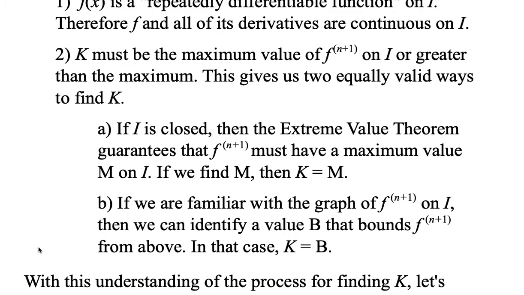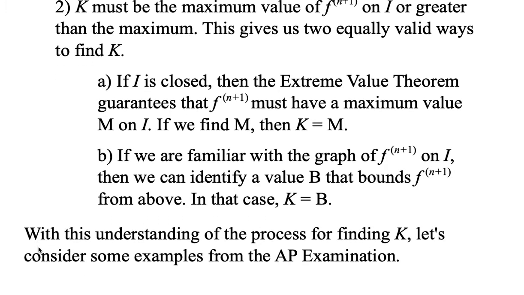If we are familiar with the graph of the n plus first derivative of f on I, then we can identify a value b that bounds that n plus first derivative from above. In that case, k would equal b. An example of this would be if the n plus first derivative was a sine or cosine. We would know that that function is bounded above by 1. With an understanding of this process for finding k, let's consider some examples from the AP exam.